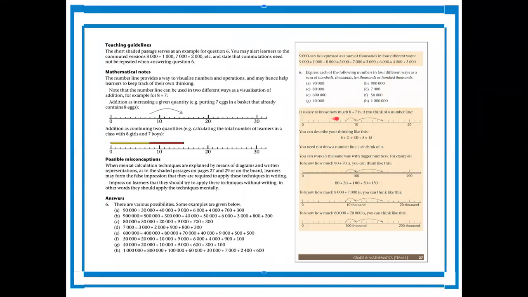It is easy to know how much 8 plus 7 is if you think of a number line. You can describe your thinking like this: 8 plus 2 to get from 8 to 10, and then 10 plus 5, which is the remaining part of the 7, because now you've added 2 already. So now you just add the other part, which is 5, and then you get from 10 to 15.